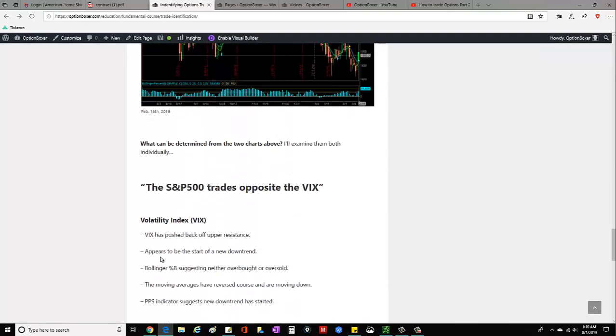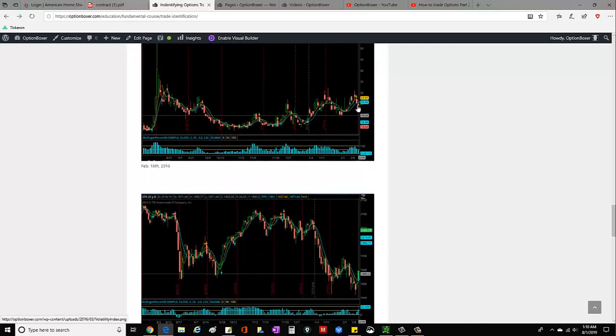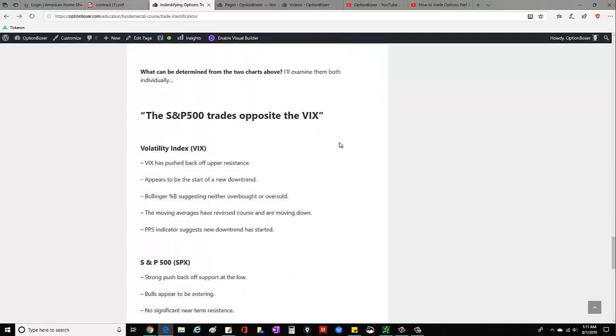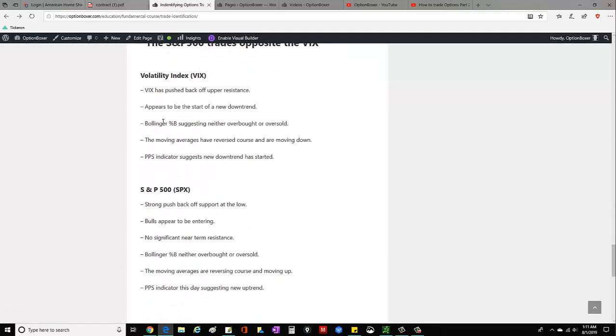I didn't draw a line. It appears to be the start of a new downtrend. We can see the moving averages turning over on themselves and looking like they maybe want to head lower. So we can reasonably assume that where this thin gray line is, it may be headed back down into that 19 area. It appears to be the start of a new downtrend, which we just talked about.